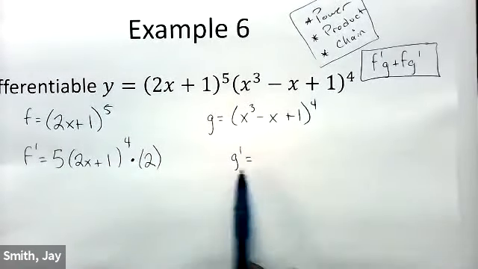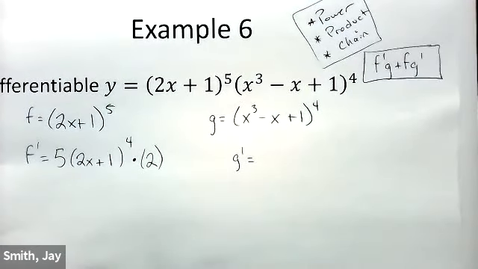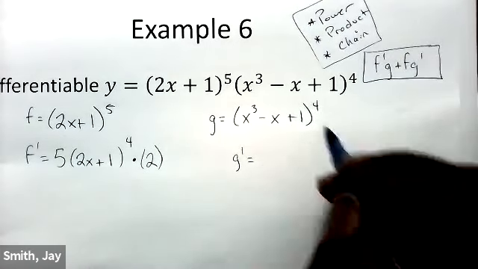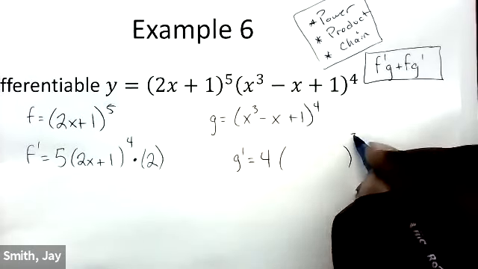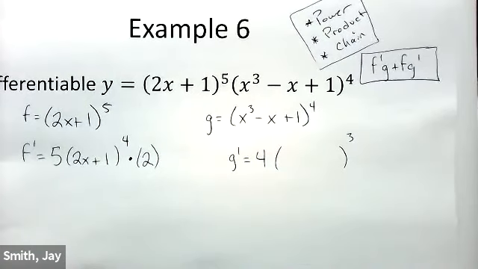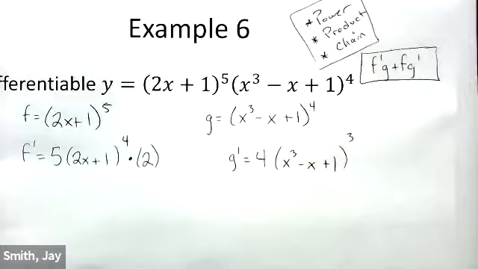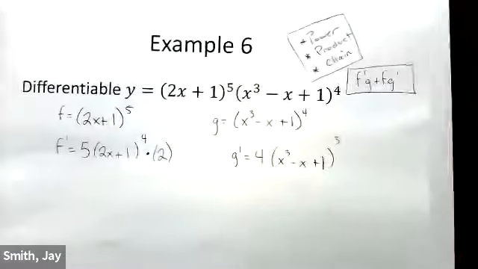Right. So now we need to find g prime. So given that g is x cubed minus x plus 1 to the fourth, my inner function is x cubed minus x plus 1, my outer function will be x to the fourth. So for g prime, it will be the derivative of the outer function, or the derivative of x to the fourth, which is 4x cubed. At the inner function simply means what was inside the parentheses goes inside the parentheses again. So we're going to write that x cubed minus x plus 1 inside my parentheses.